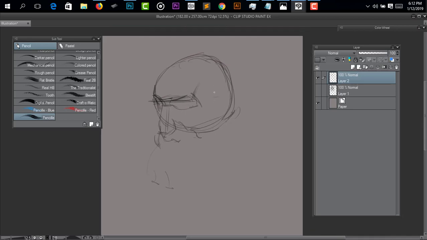So you can see that once you pretty much get the positioning of the eye, it's pretty much everything. So you're good, like you're good. So from there, I start off detailing.